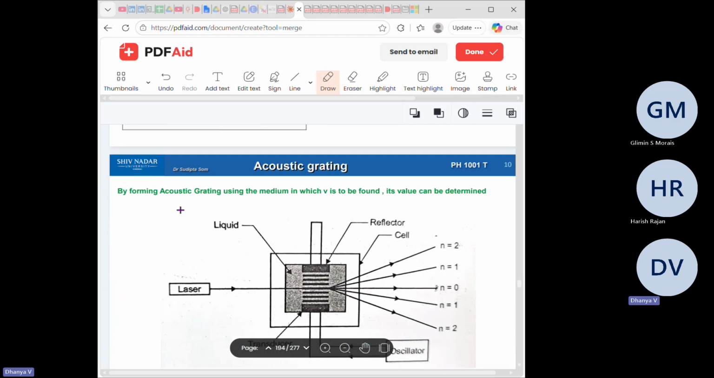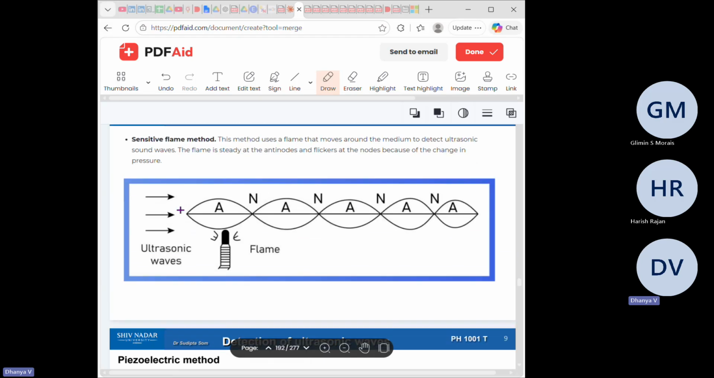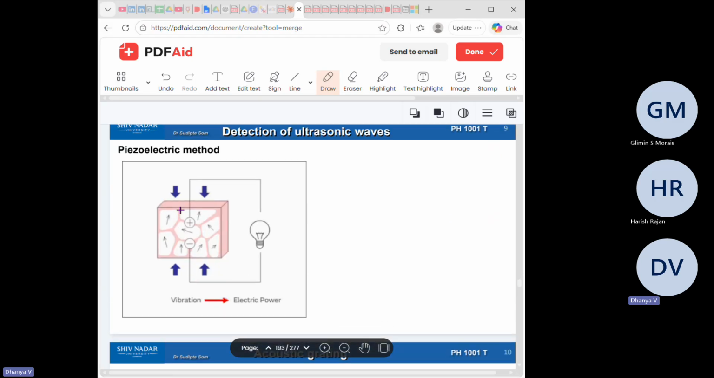You need to go in detail. You can just refer to it as points, but I don't think it's really required.